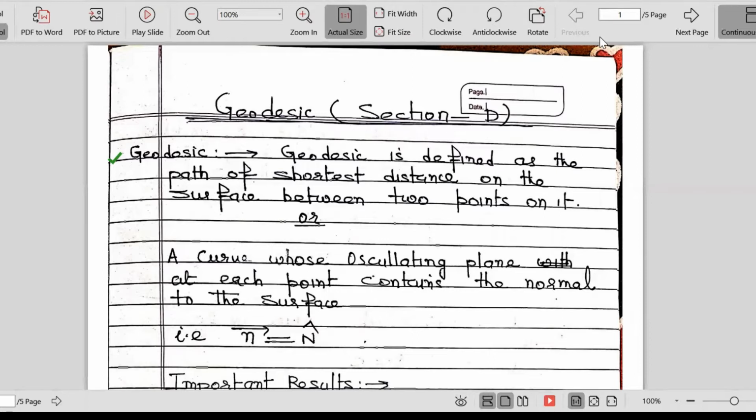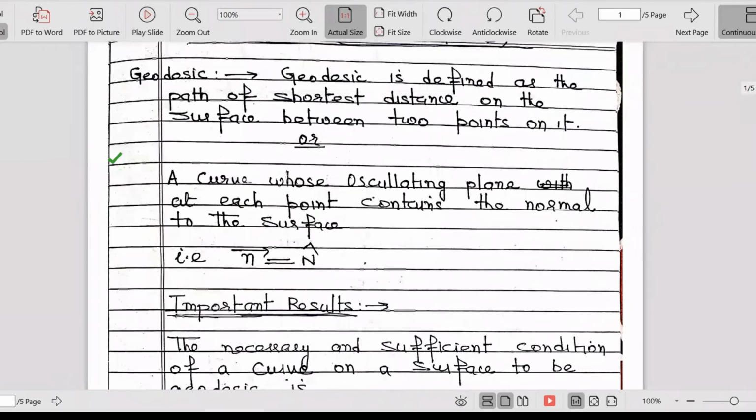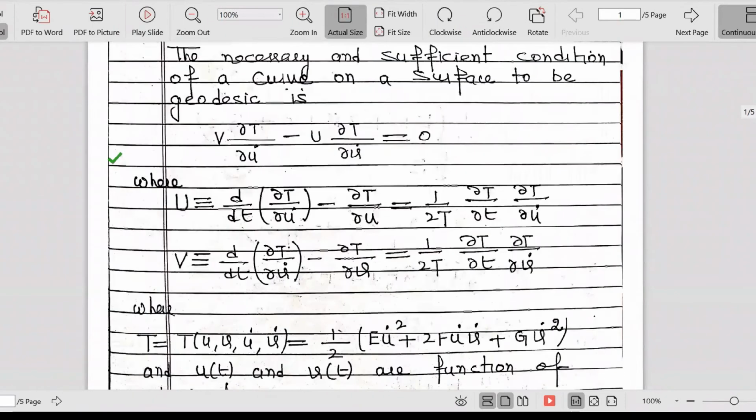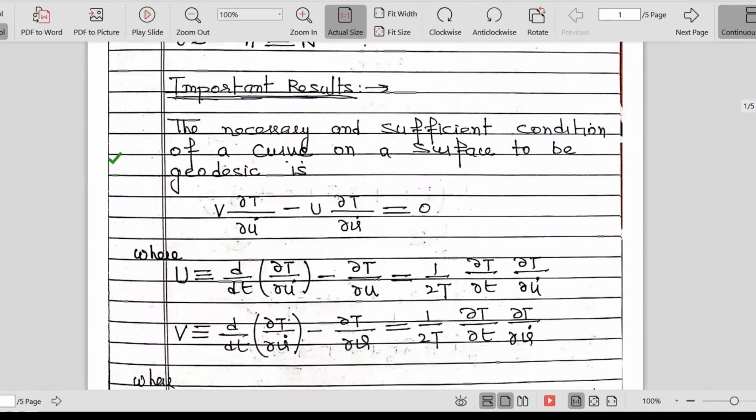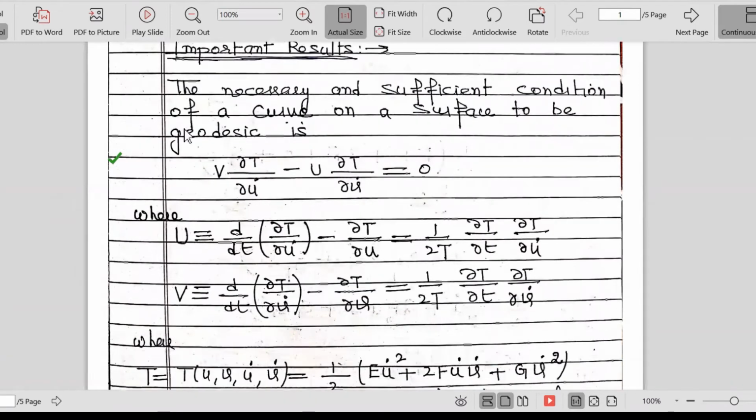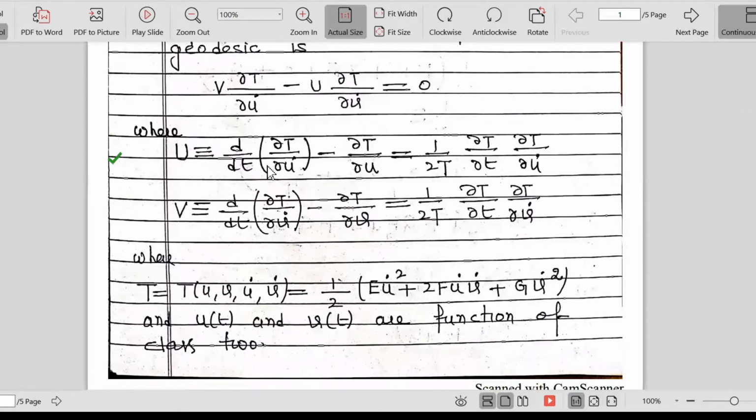So for the geodesics, an important result is the necessary and sufficient condition for a curve on a surface to be geodesic: V ∂T/∂u̇ minus U ∂T/∂v̇ equals 0, where capital U equals d/dt of ∂T/∂u̇ minus ∂T/∂u, which is equal to d/dt of ∂T/∂u̇ minus ∂T/∂u.